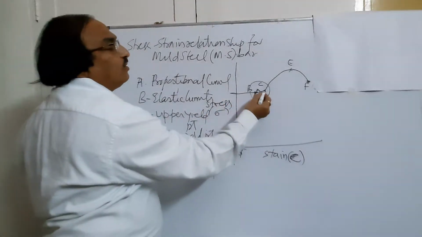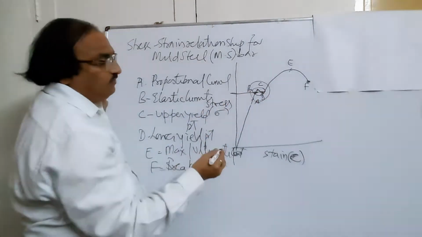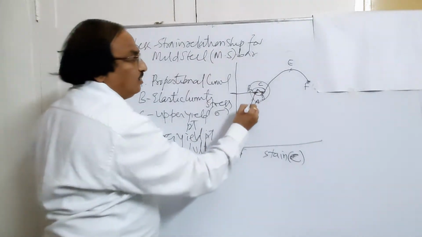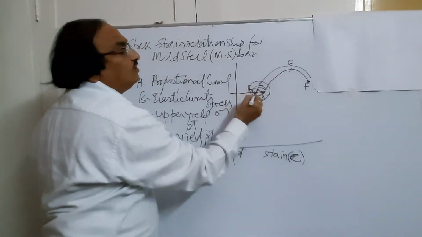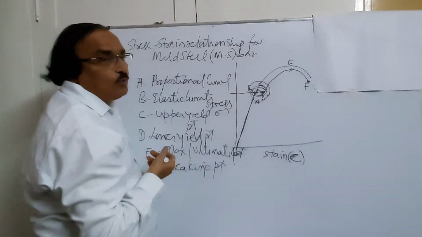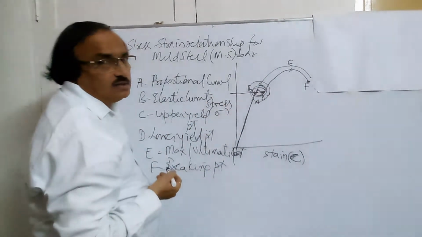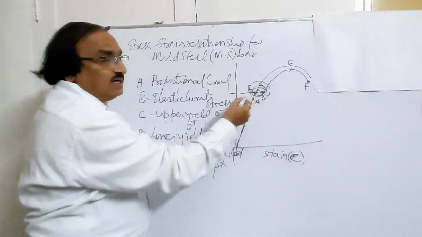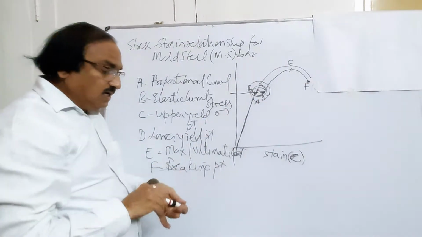Only in a mild steel bar you find this yield point. If you go for HYSD bar, they will be just going like this without these yield points. So different materials have different yield graphs. Only in mild steel you find that there is yielding of the material.